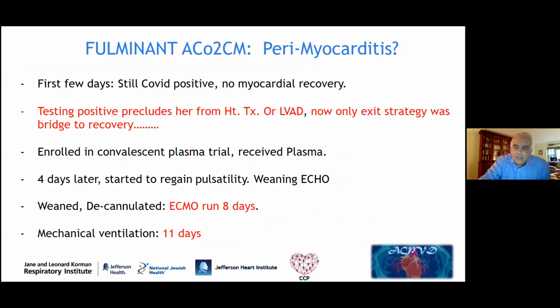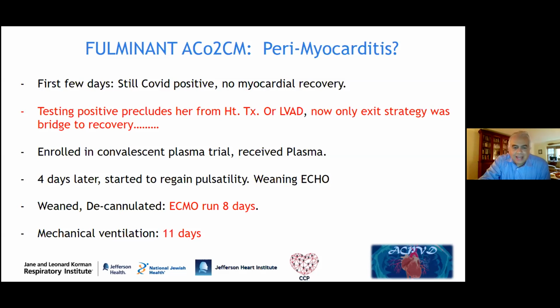And importantly, they discussed her. What are we going to do if she does not recover? At that point, transplant was not being considered for these acutely ill patients. So the thought was we need to have a bridge to recovery platform. She got convalescent plasma, and she, according to our colleagues, began to improve.